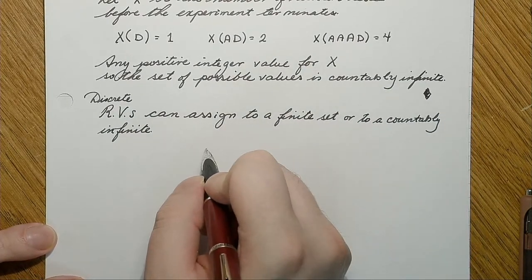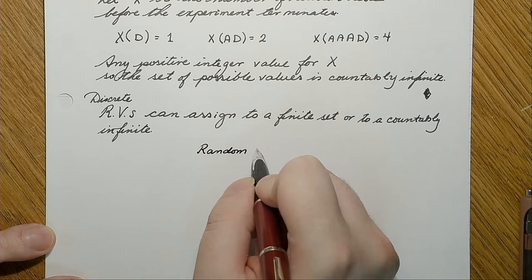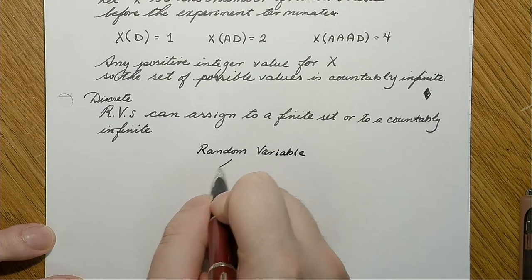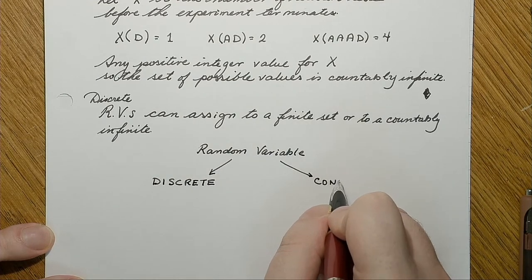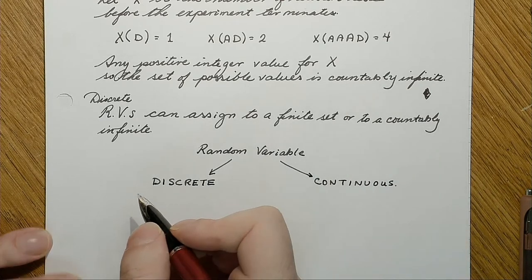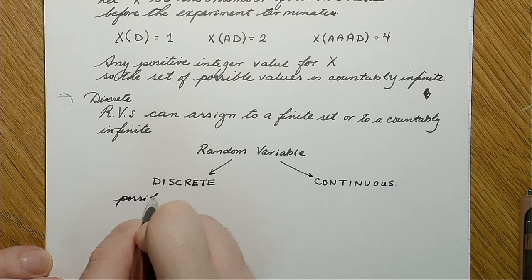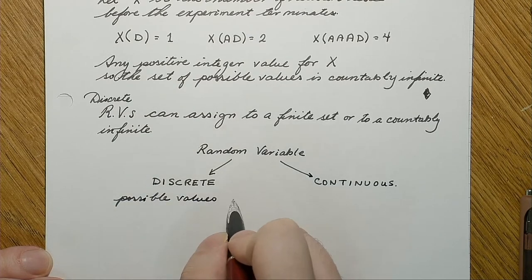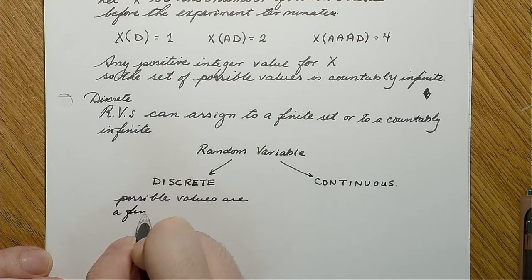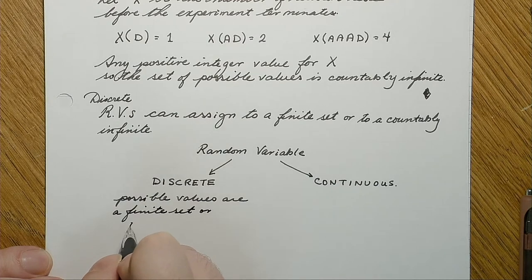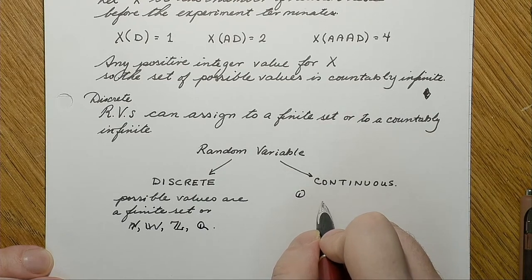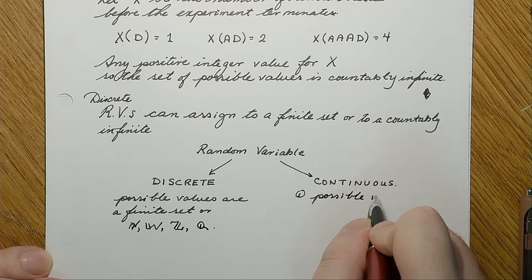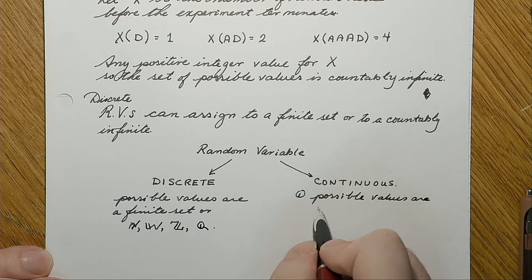So lastly, we have just kind of a summary. Here's a random variable. They can be discrete, or they can be continuous, and the possible values are a finite set, or we can have numbers from the natural numbers, the whole numbers, the integers, or the rationals. And in the continuous case, the possible values are the reals, or all the reals.